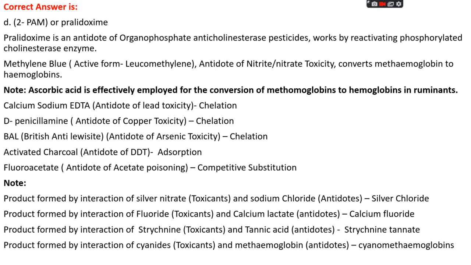Similarly, the product formed by the interaction of strychnine, the toxicant, and its antidote tannic acid is strychnine tannate. The product formed by the interaction of cyanide, the toxicant, and its antidote methemoglobin is cyanmethemoglobin.